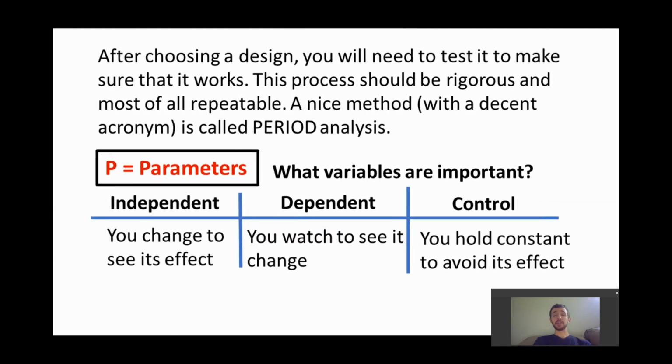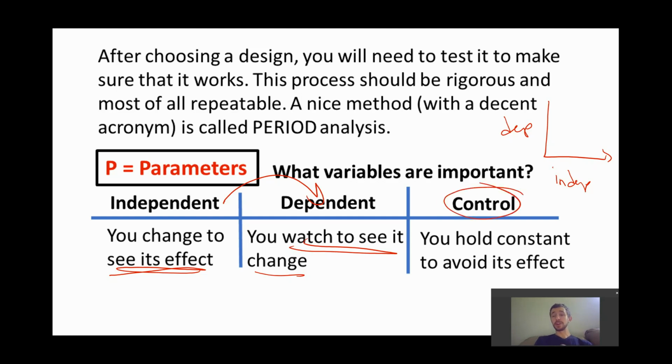So independent variables, you change to see its effect. You want to see what happens when you change them. Dependent, you watch to see it change. Okay? The independent affect the dependent. The dependent depend on the independent variables. In reality, what this looks like a lot of times is usually the x-axis is the independent and the y-axis is the dependent.